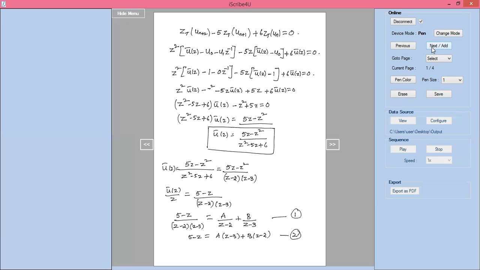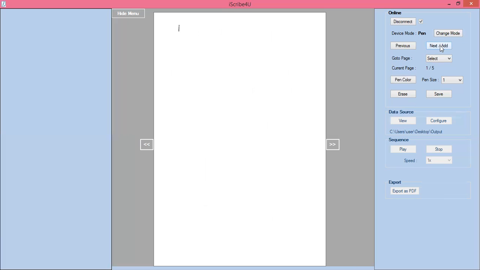Now put z equal to 3 in equation 2. So what we will get, the a term will become 0. z equal to 3 means 3 minus 2 is 1, and 5 minus 3 is 2. So b equal to 2.